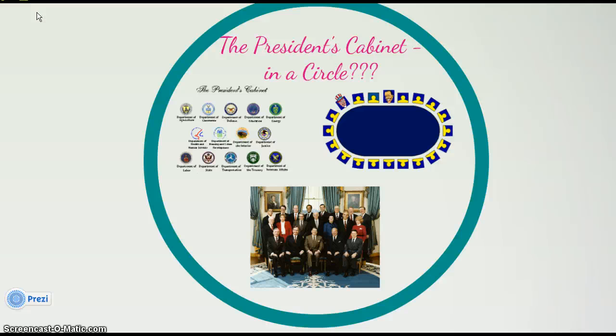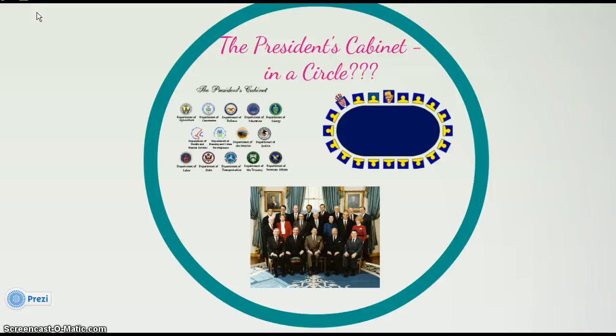And you can see that when they do meet in the White House, they sit around a large oval table with the President in the middle, and the different cabinet secretaries arrayed around the table so that they can discuss and share ideas. And you can see there at the bottom a picture of a presidential cabinet. I believe that is Ronald Reagan from the 1980s.